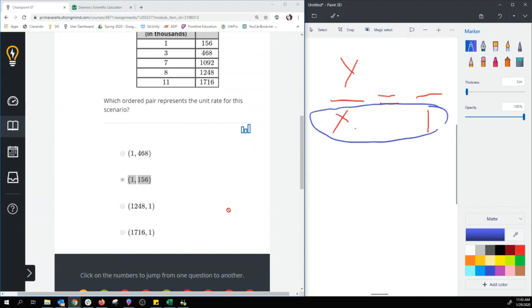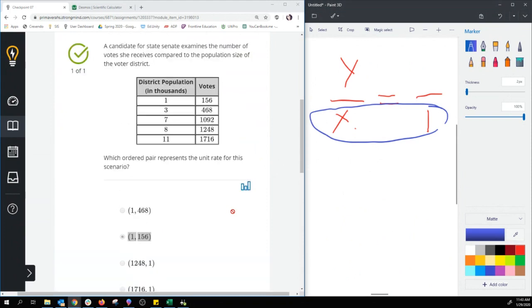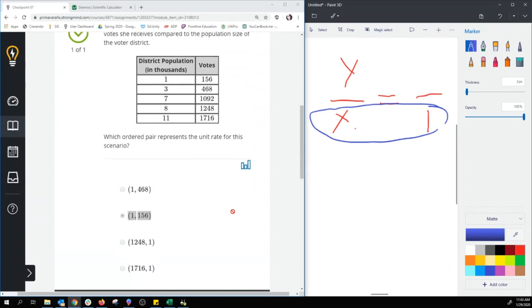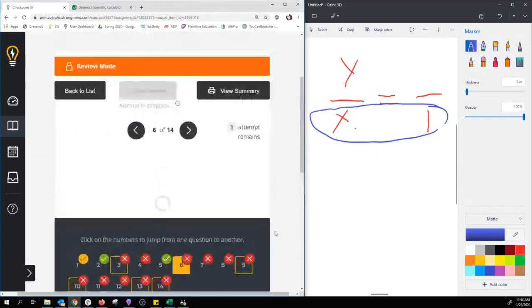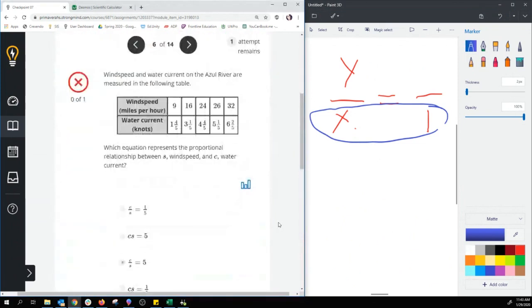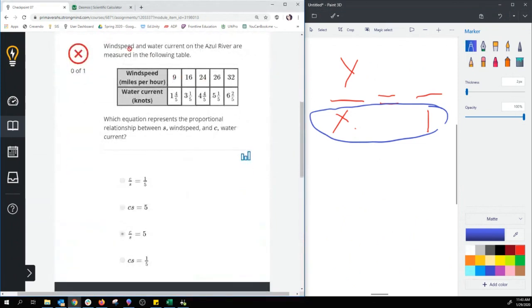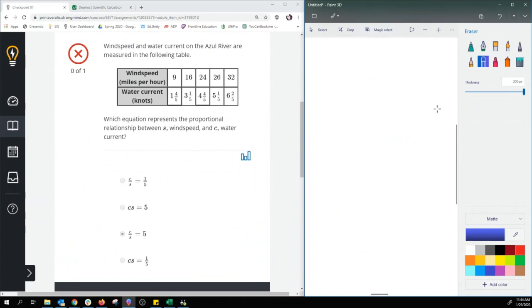All right, questions on this one, or are we okay? All right, next one. Okay, so wind speed and water current on the Azul River are measured in the following table. And we want to know an equation. So which equation represents the proportional relationship between S, the wind speed, and C, the water current?